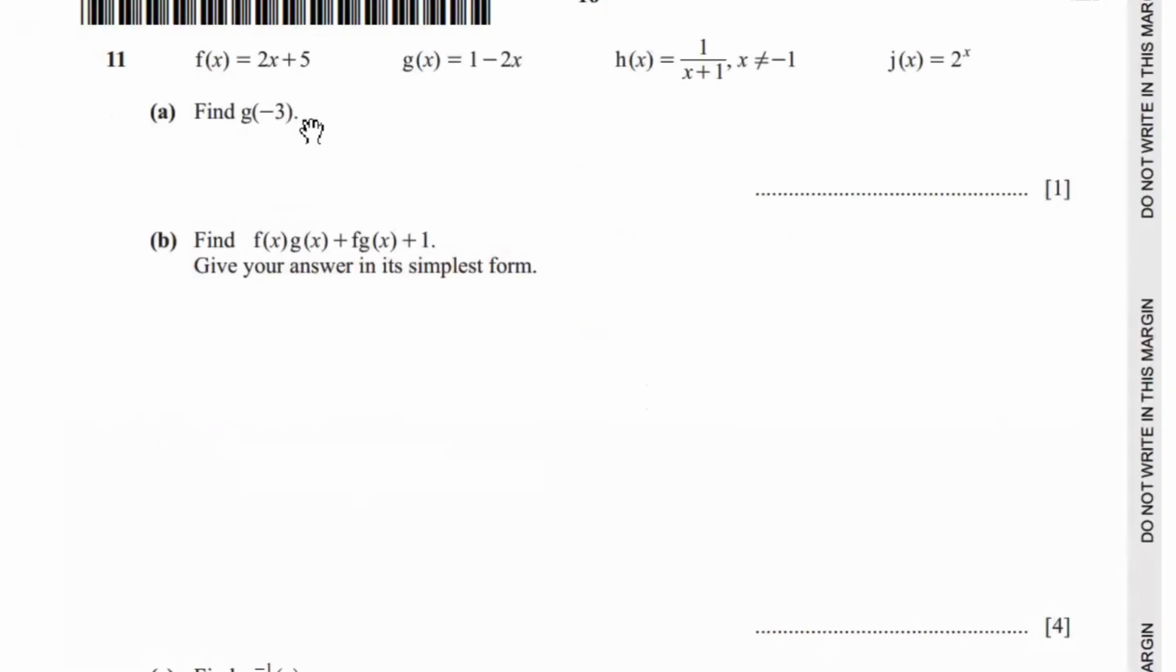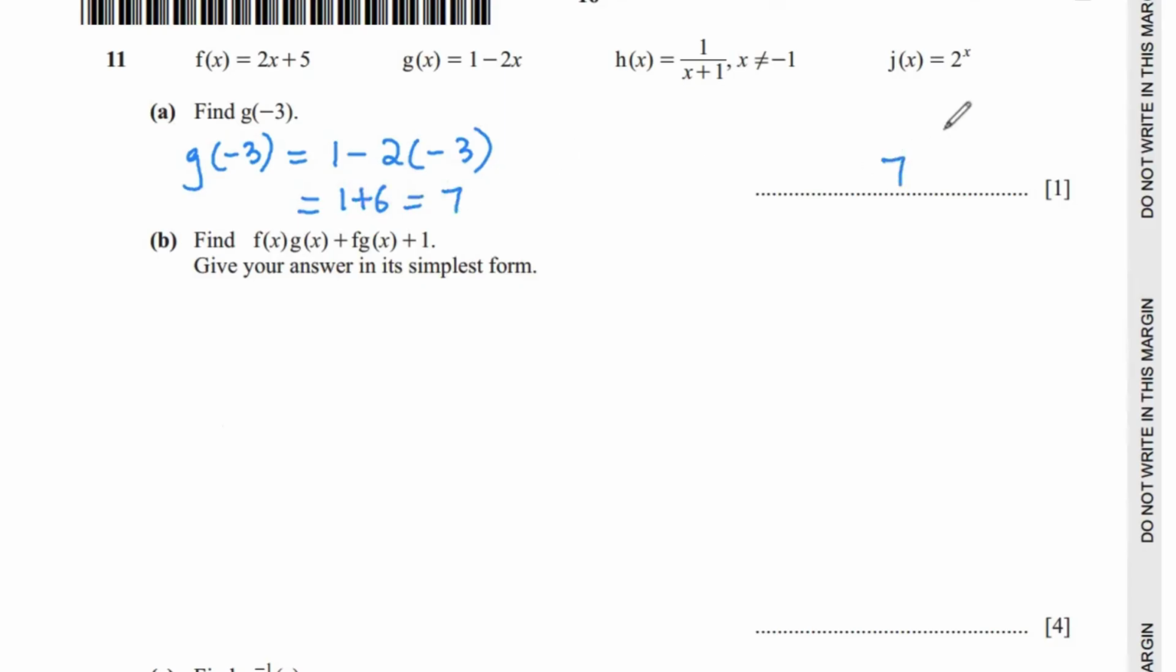Then question 11 says f of x equals 2x plus 5, g of x is 1 minus 2x, and h of x is 1 over x plus 1, where x does not equal negative 1. We have to find g of -3. Simple, you just substitute x with -3 in the equation. That's 1 plus 6, and 7.